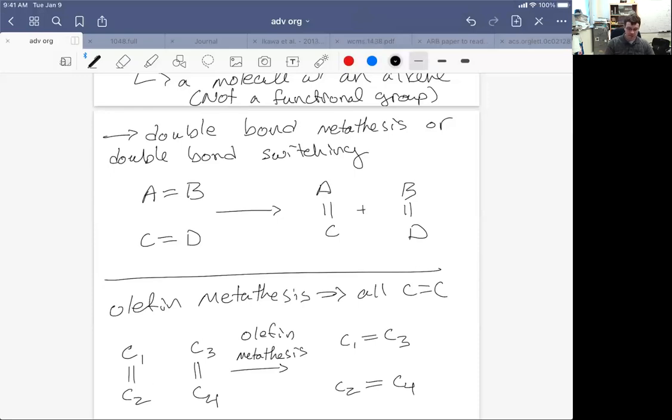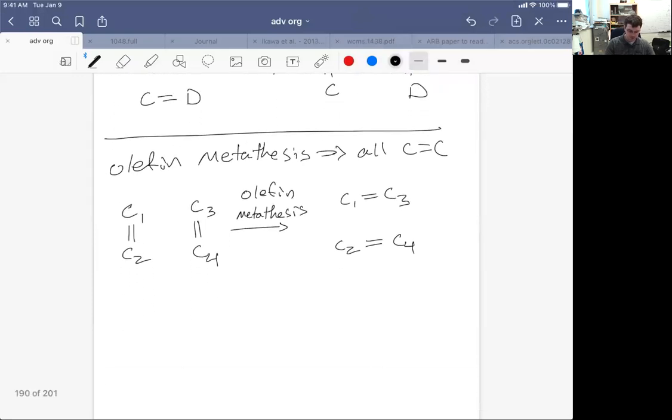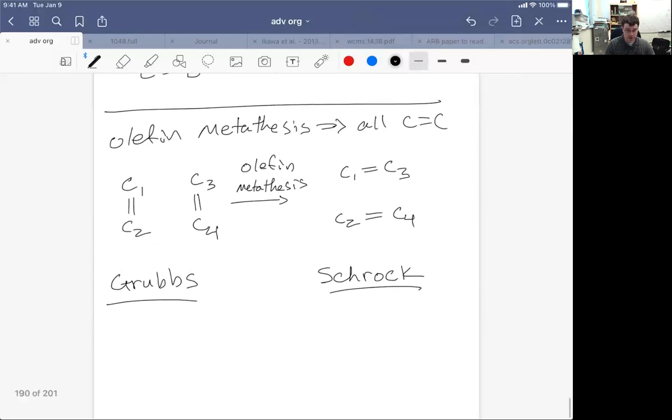And I keep saying these names, Grubbs and Schrock. I've heard them both speak while I was a PhD student. I think I even met and presented to Schrock. Based on our interaction, he certainly doesn't remember me.